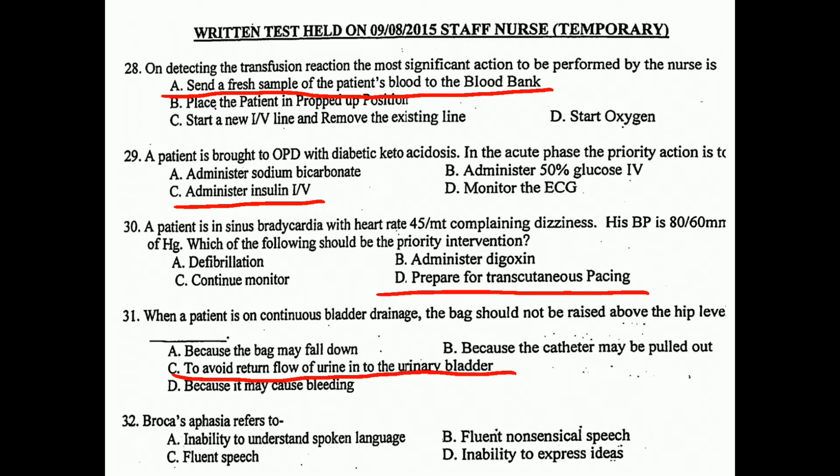Next question. Broca's aphasia refers to: options are inability to understand spoken language, fluent nonsensical speech, fluent speech, inability to express ideas. The correct answer is option D, that is inability to express ideas.